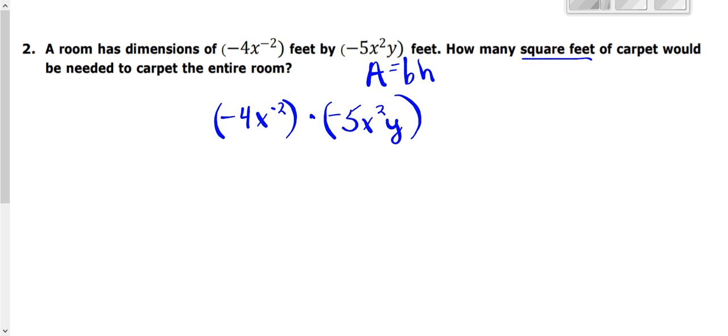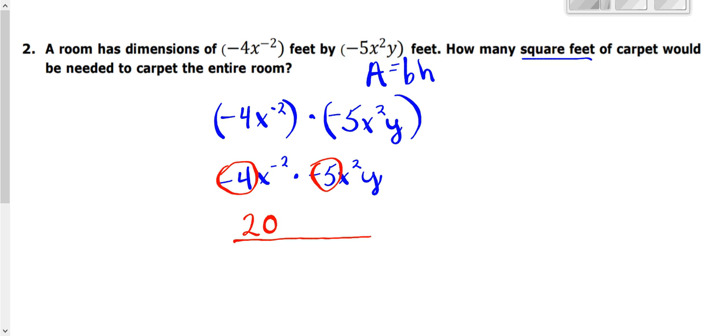Okay, so I'm going to really just do away with these parentheses. So negative 4x to the negative 2nd times negative 5x to the 2nd y. I'm going to take care of negative 4 times negative 5, which is positive 20. And then I also know that this x to the negative 2nd is going to go to my denominator. And then I have x to the 2nd at the top and still y.